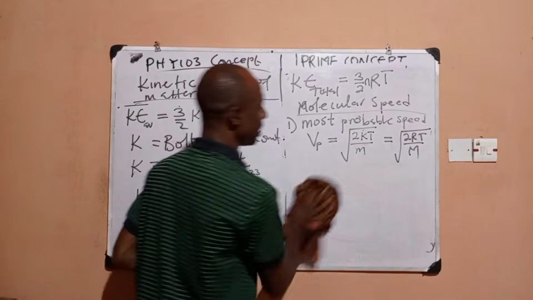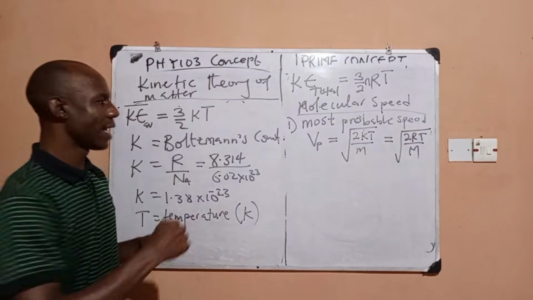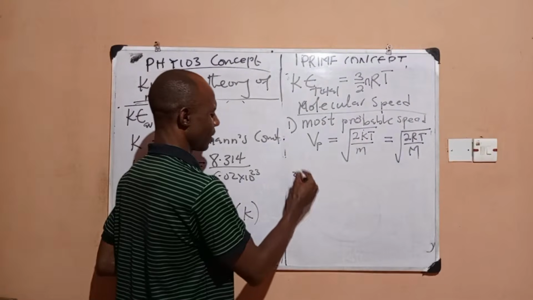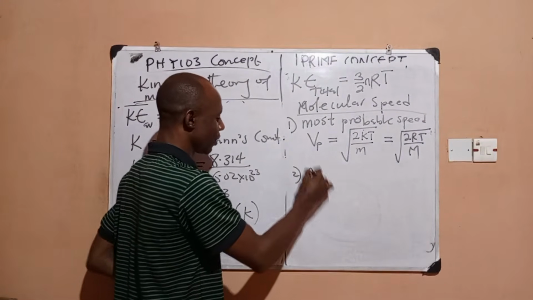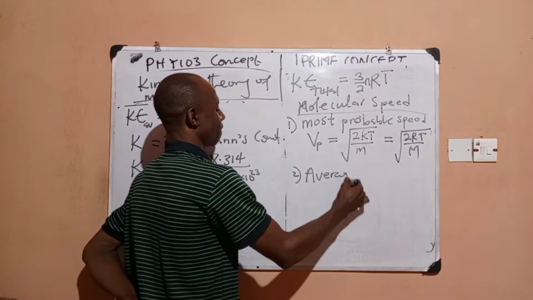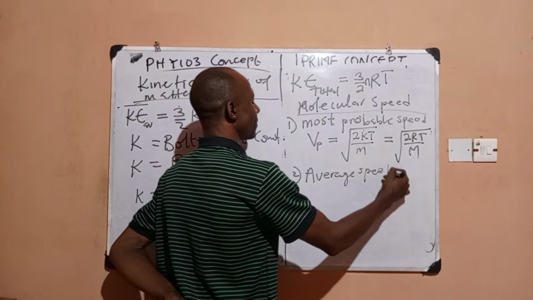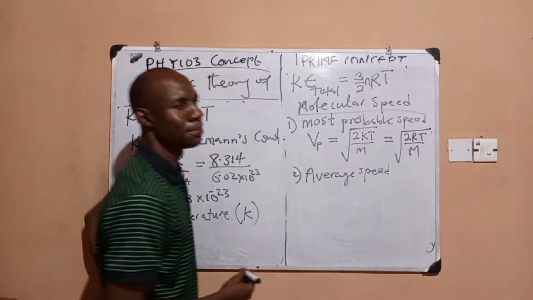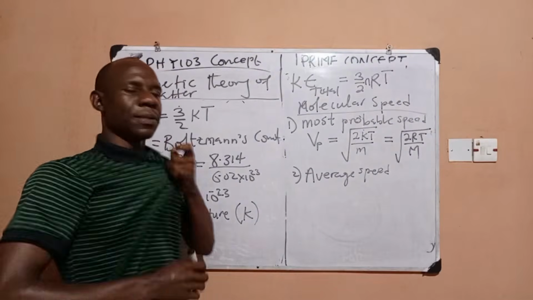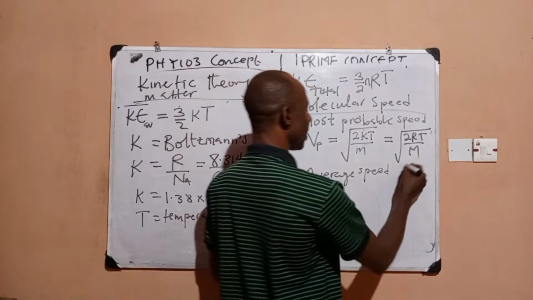The second speed molecules can have is what we call average speed. You can call it mean speed. You usually denote that as this.